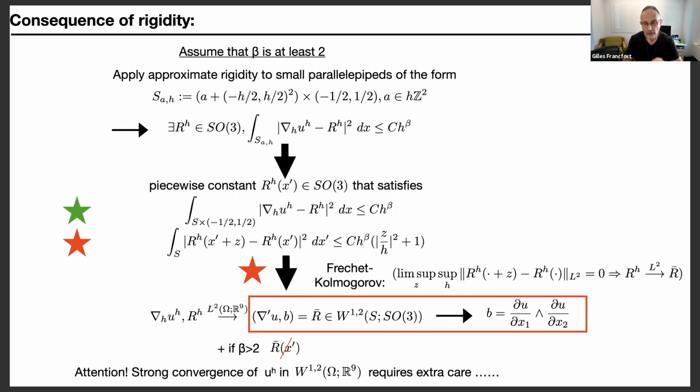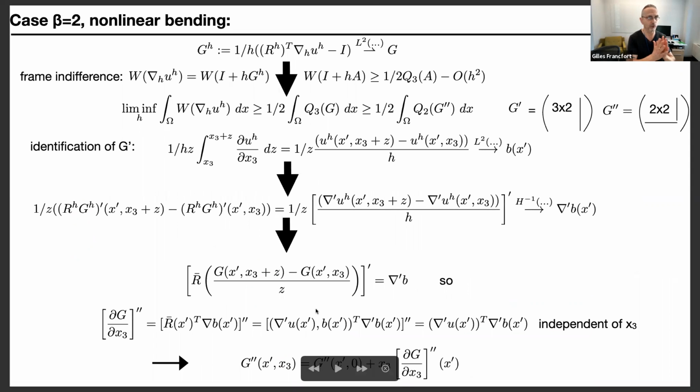Okay. So with this, I'm going to go to the case beta equals 2, which I'll explain in some detail, and then I'll tell you very quickly the case beta greater than 2. So the case beta equal 2 is the original paper by Friesecke-James-Müller, and it's a nonlinear bending case.